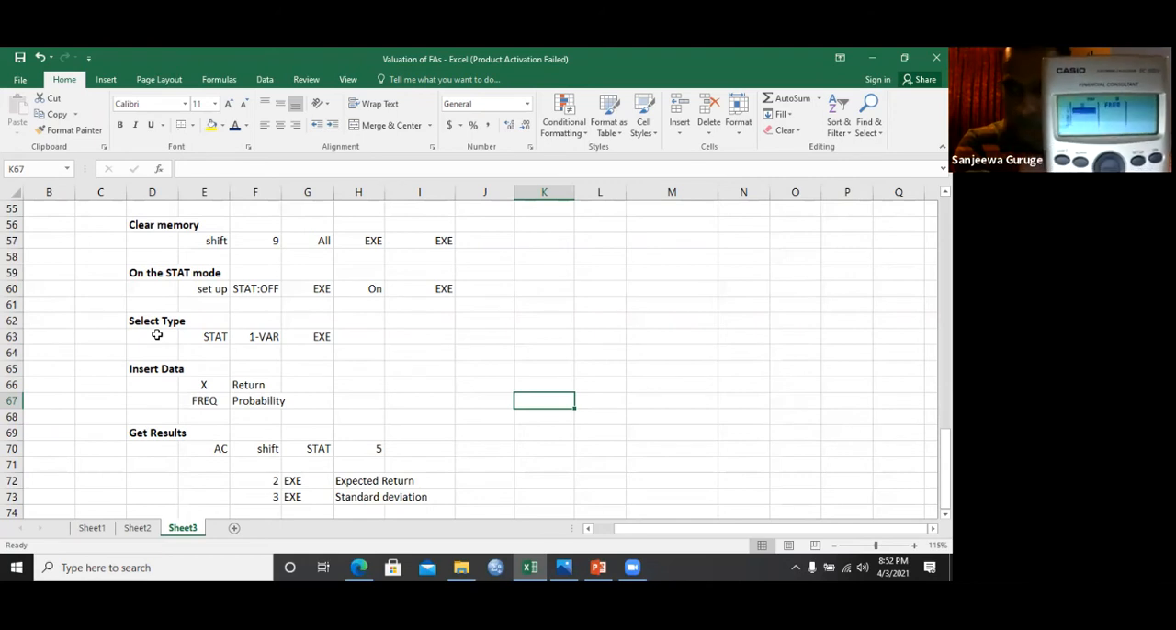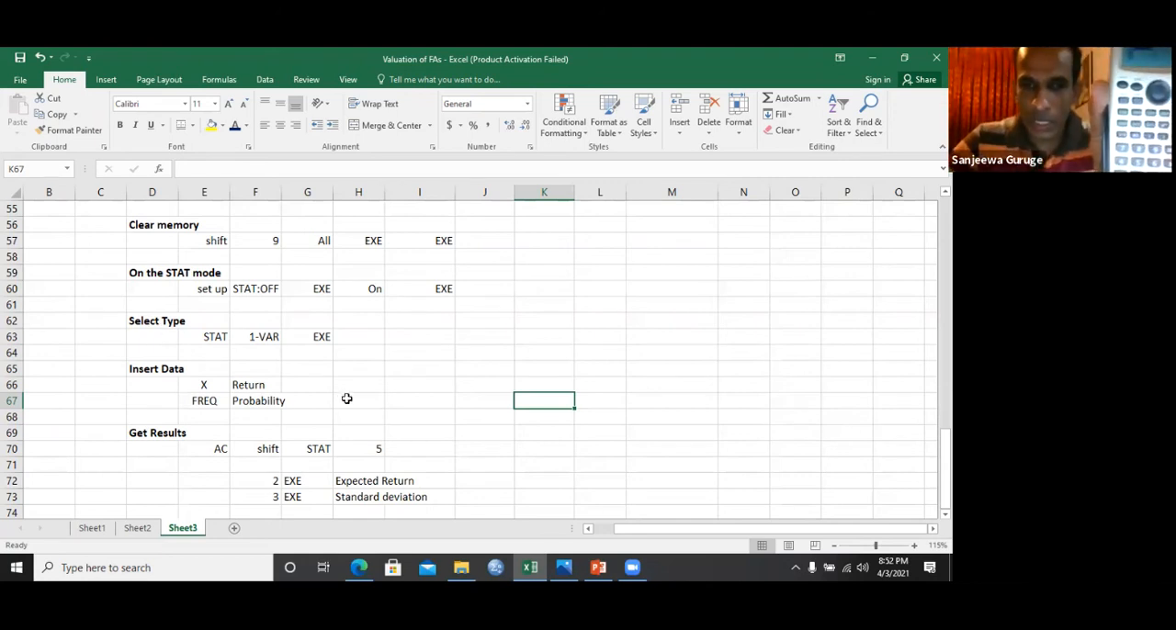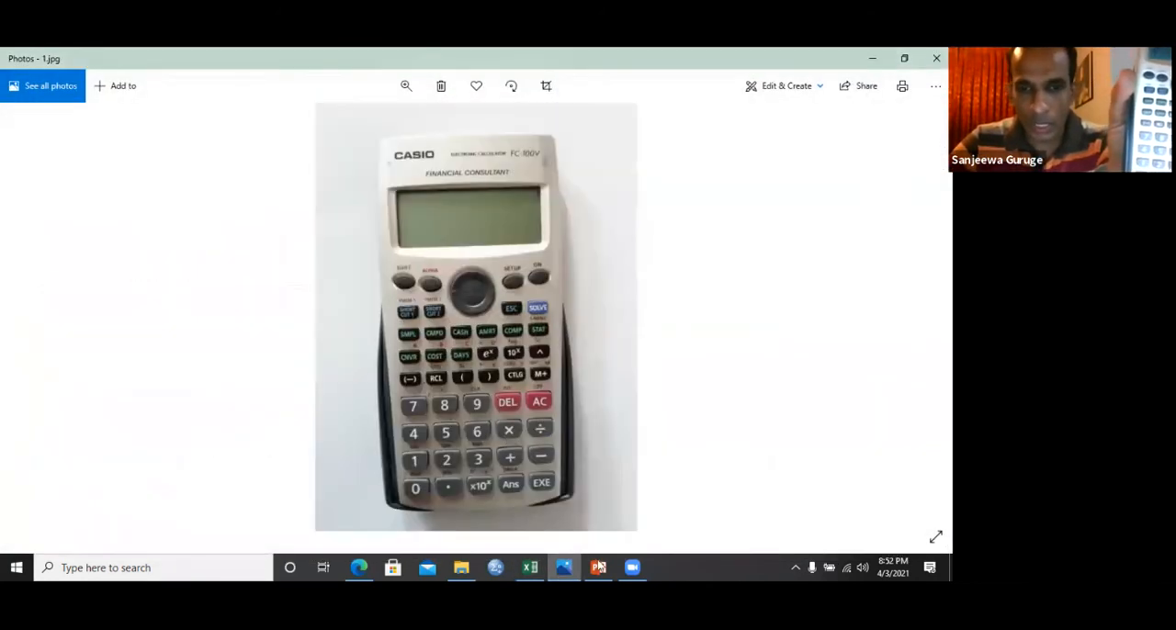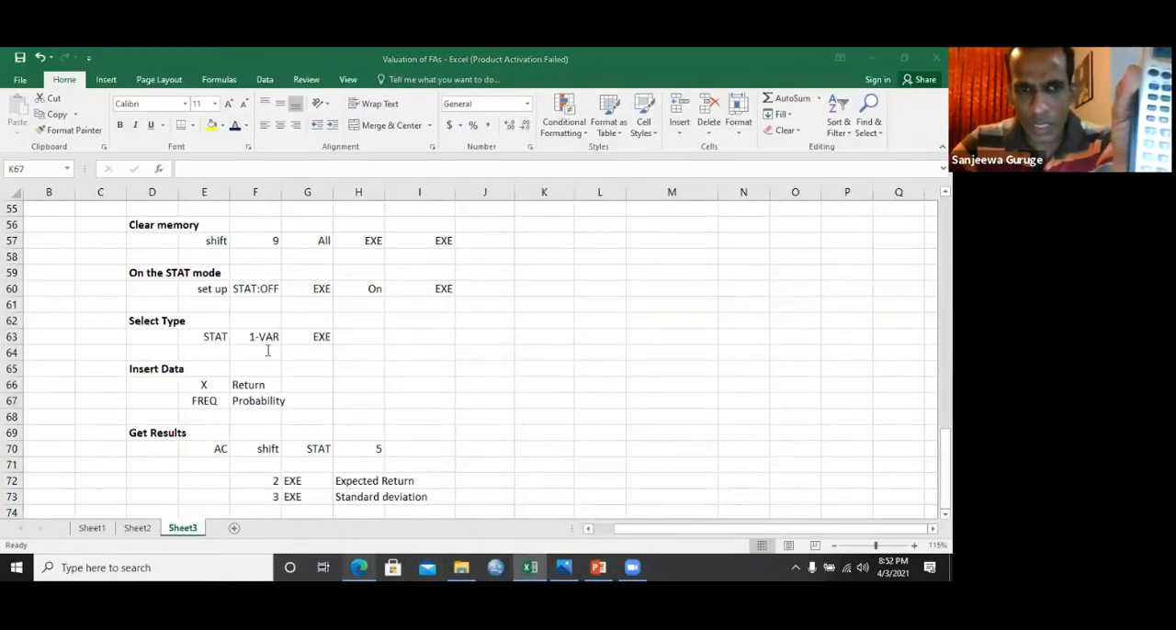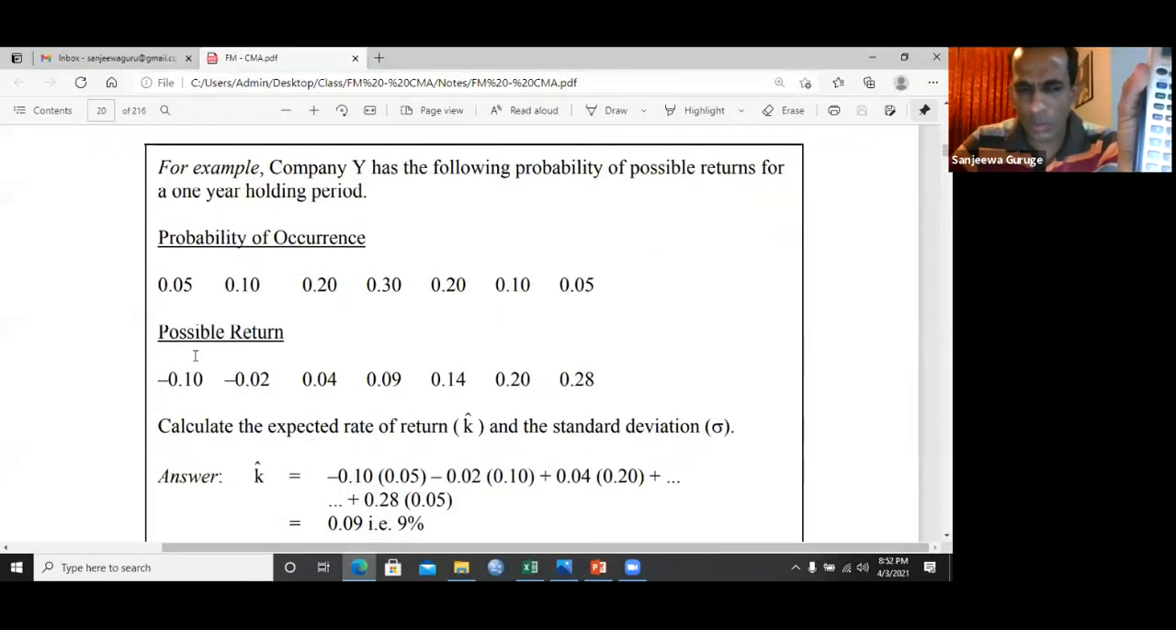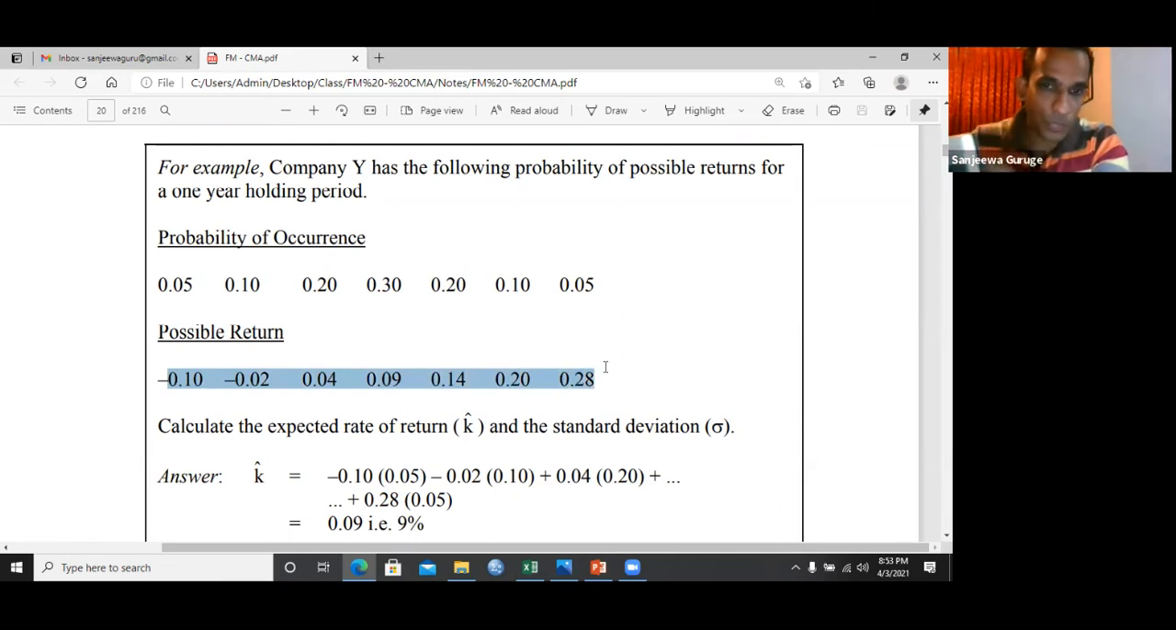You get these two columns. Then you have to insert return data. You can insert it as decimal points or as full figures. Since it is given in decimal points, you can insert it that way. Otherwise, you can insert it as total figures. We have to insert in the correct column. Here X means return, whatever the order of giving information. In the X column, you have to insert the returns.